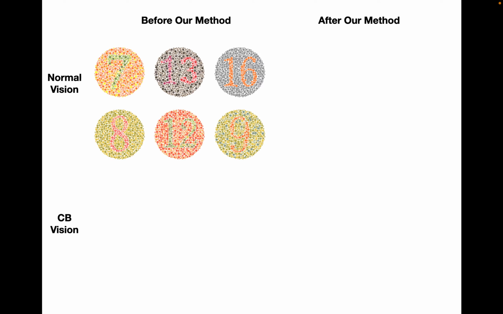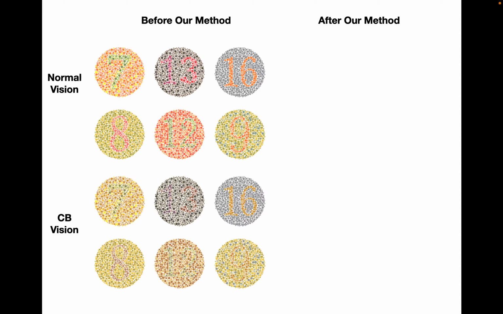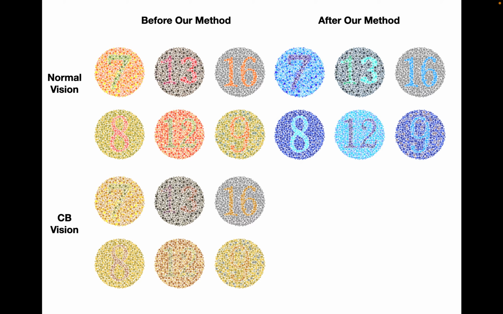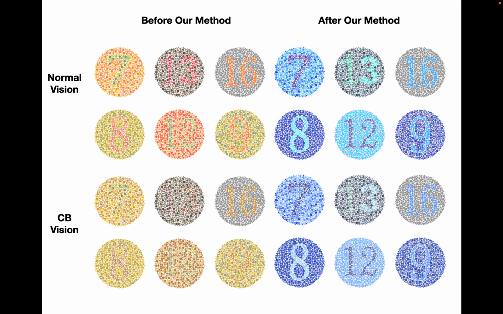So let's recap. This is what the image looked like under the normal field of color vision before we corrected the hue. And here's what it looked like to somebody that was colorblind. Again, some of the numbers are extremely indiscernible towards the person with that affliction of colorblindness. However, after we applied our method, the numbers 7, 13, 8, 12, and 9 are a lot more discernible.